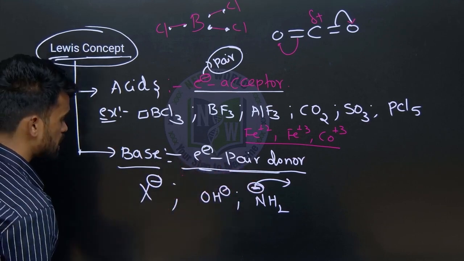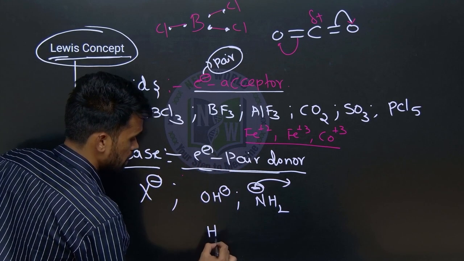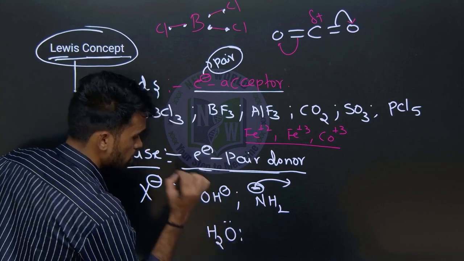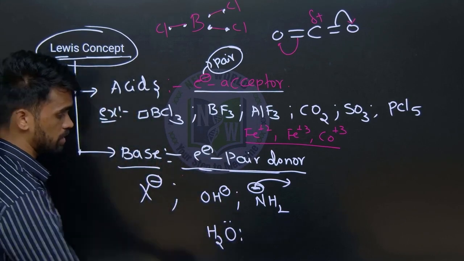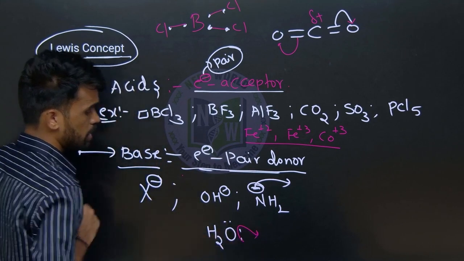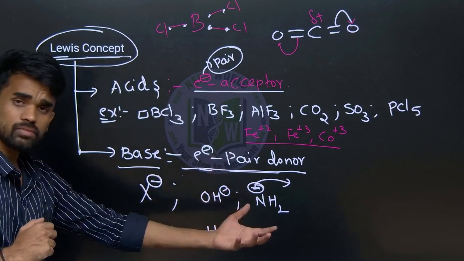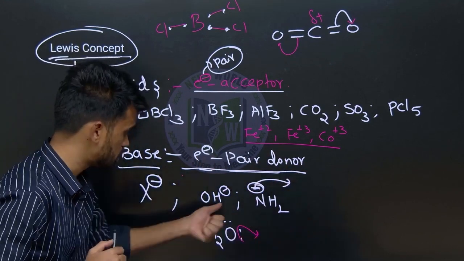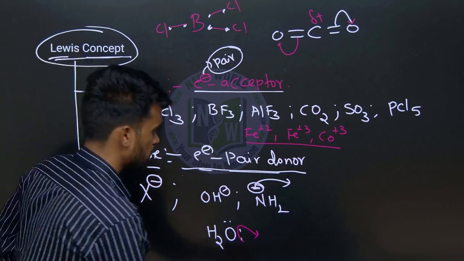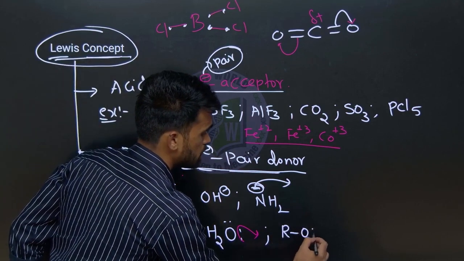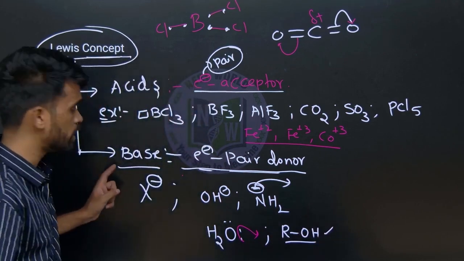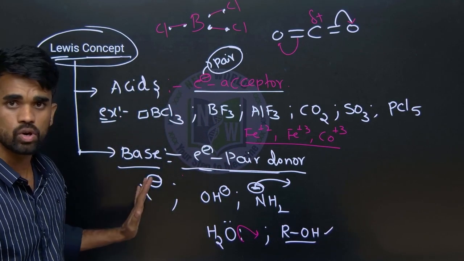Okay. Now there are some neutral species also. See, water is there; on this oxygen we have non-bonding electrons, these lone pair electrons, which can be donated to other atoms. So I can say water is a Lewis base. Okay, now alcohols, amines, all these come under Lewis bases. I hope it is clear, no confusions, right?